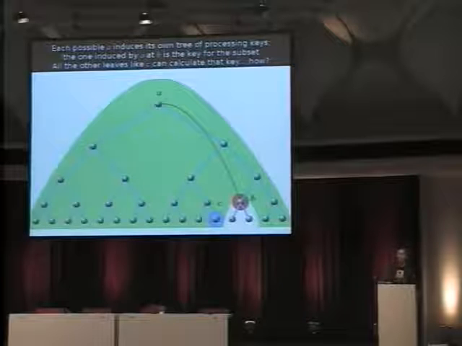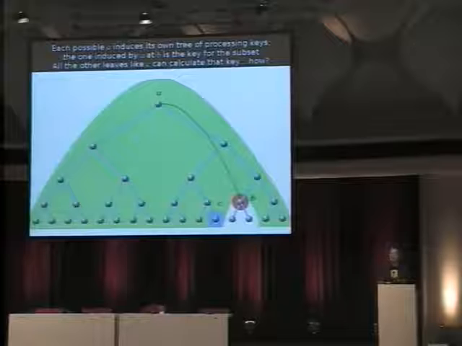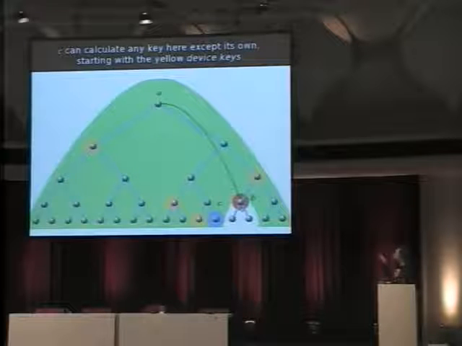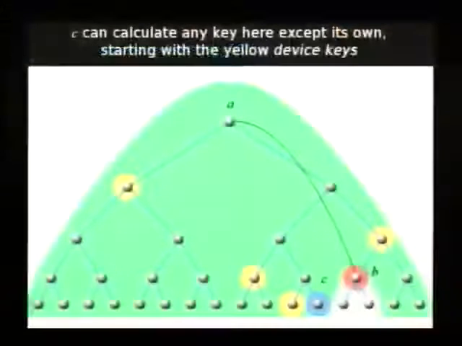And the question is, that I'm sure you're all wondering, how is that possible? Oh, and the other important point is that B cannot calculate, because B's inside this group here that's not in the subset. Everyone except B can calculate the key. So how is that possible? And this diagram illustrates how it works.